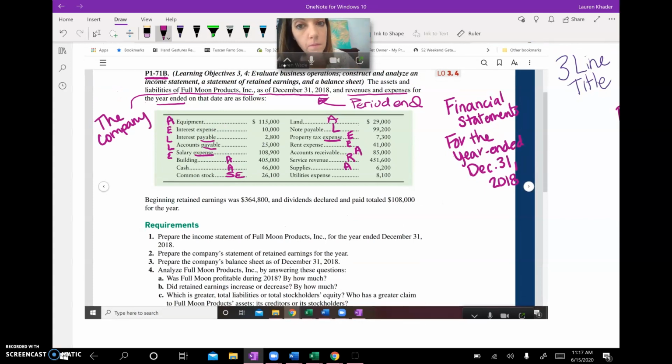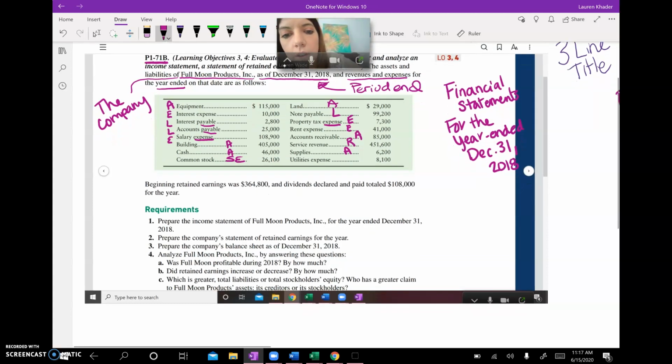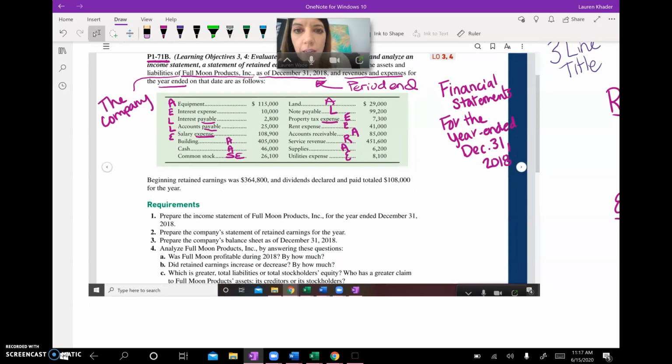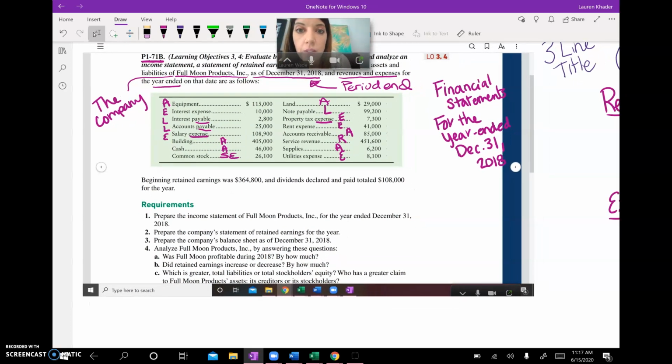Utilities expense. I have my electricity on right now. I'm incurring the expense. I'm using the electricity. It's an expense. So once you have those identified, then you can go through and say, okay, if it's an asset, assets are located on which financial statement? If it's a revenue, revenue is on which financial statement? Expenses, etc.